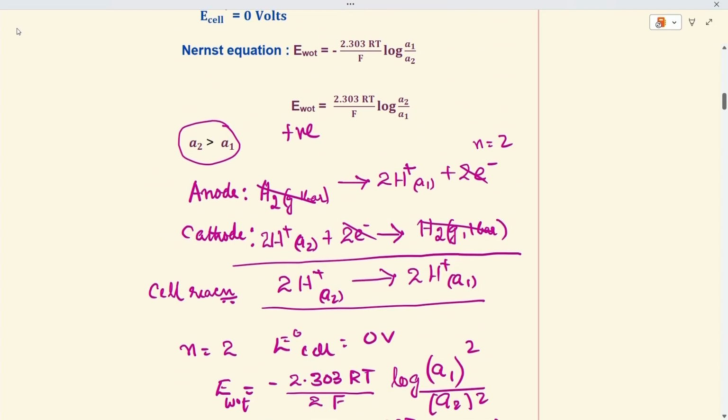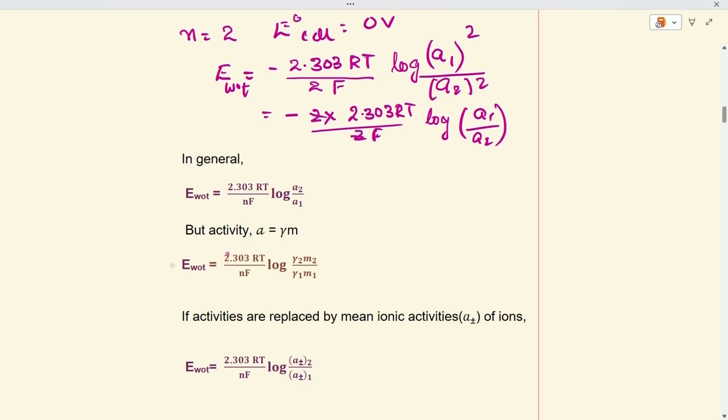Remember, this is the same expression as we got earlier, that is minus 2.303 RT by F log A1 by A2. So, it is immaterial whether we take it in terms of 2 hydrogen ions and hydrogen gas instead of half H2 and a single hydrogen ion. When we come to the Nernst equation, the Nernst equation will be the same. Okay. Now, let us move on to the general form.